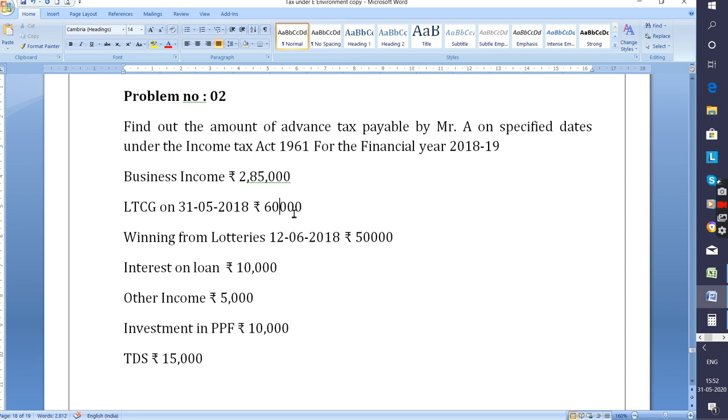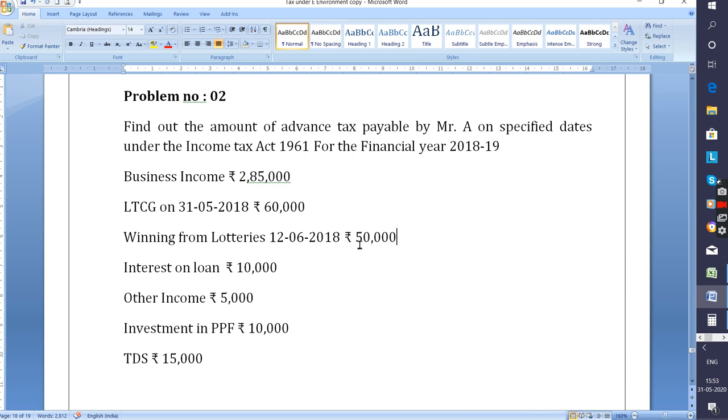See, when the long term capital gain and the casual income are given, you are supposed to know the date and confirm it. Long term capital gain is on 31st May, before the first quarter, that is the first installment on 15th June. So the income is earned before that, so this long-term capital gain amount will be applicable for the first installment of advance tax. Next, winning from lottery, on 12th June 2018, rupees 50,000.